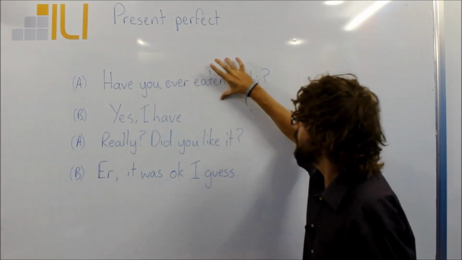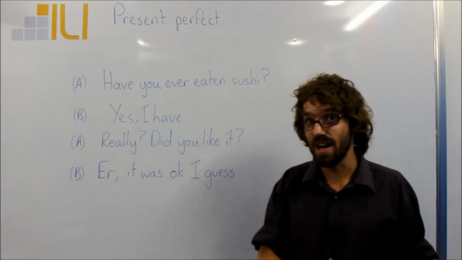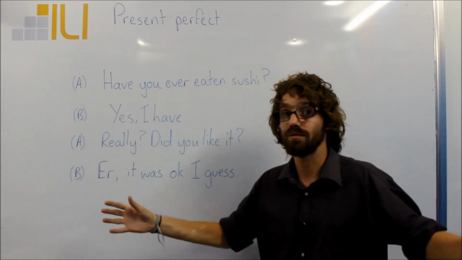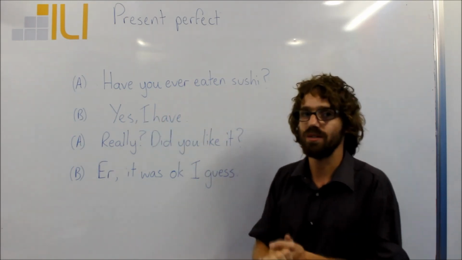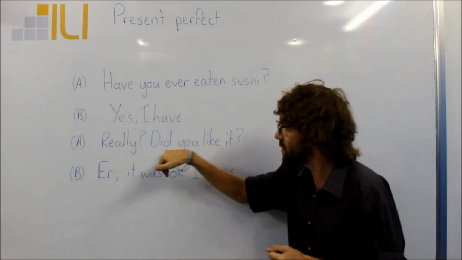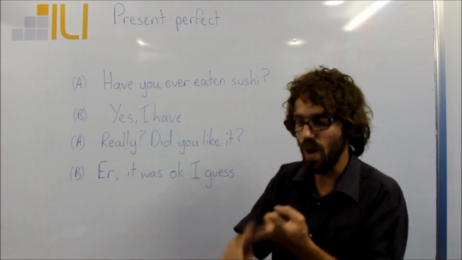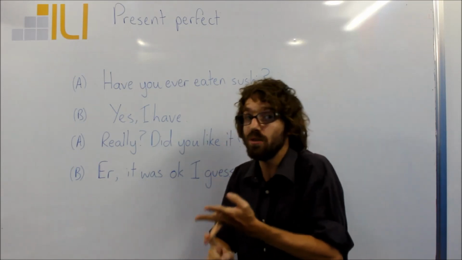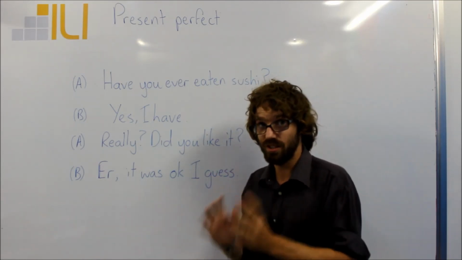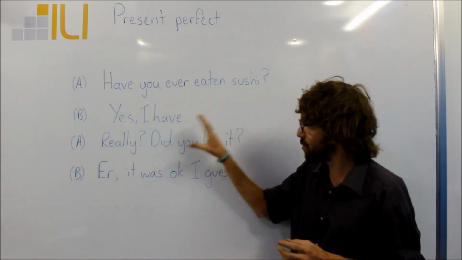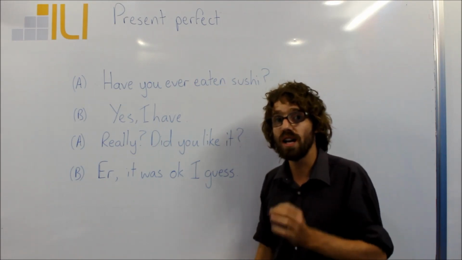The present perfect is quite vague. It just means any time in your whole life. Have you ever eaten sushi? Yes, I have. Not much information. So, with this, we can ask many questions. Where did you eat it? When did you eat it? Who did you eat it with? All right, we can ask many different questions. So, we can use the simple past with the present perfect to find more information.